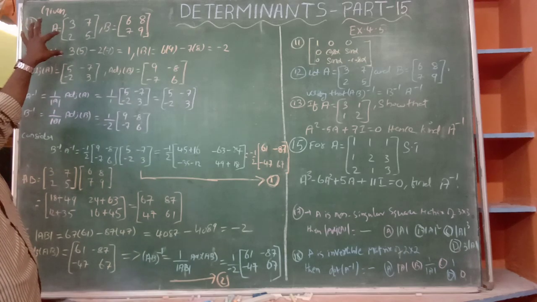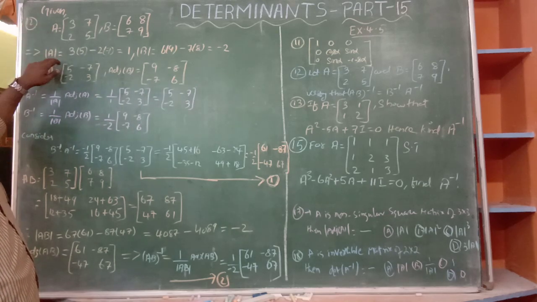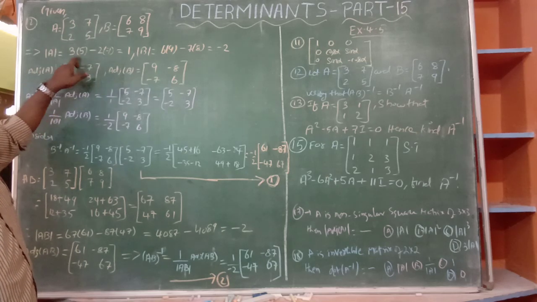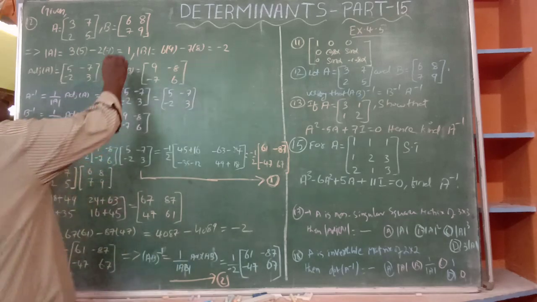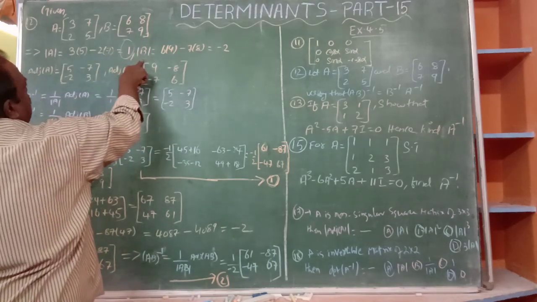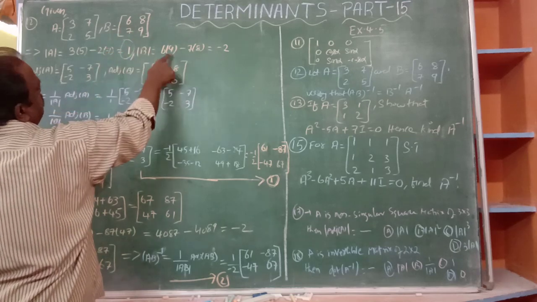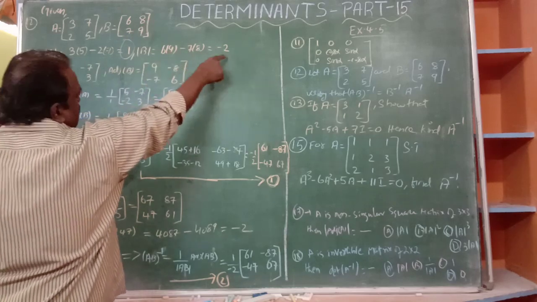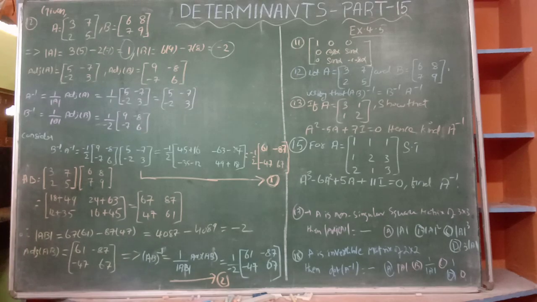Okay, we come to the problem. We are given A, then determinant of A is 3 into 5 minus 2 into 7. That is 15 minus 14, which is equal to 1. Similarly, determinant of B is equal to 6 into 9 is 54, minus 7 into 8 is 56. That is minus 2. So determinant of A is 1, and determinant of B is minus 2.